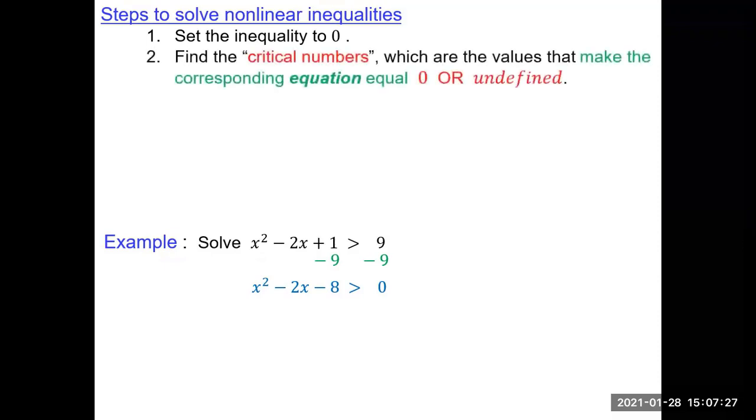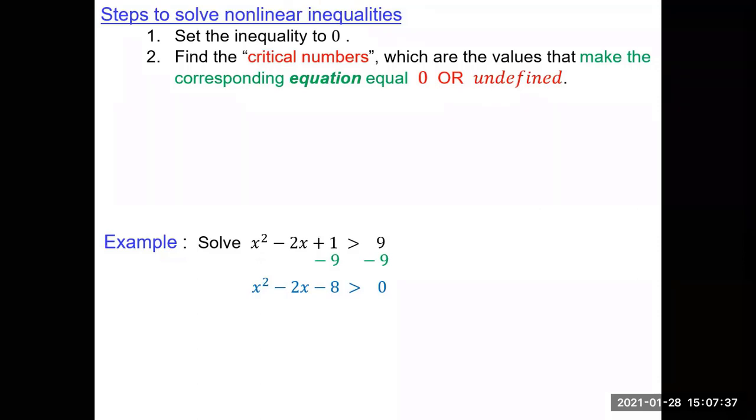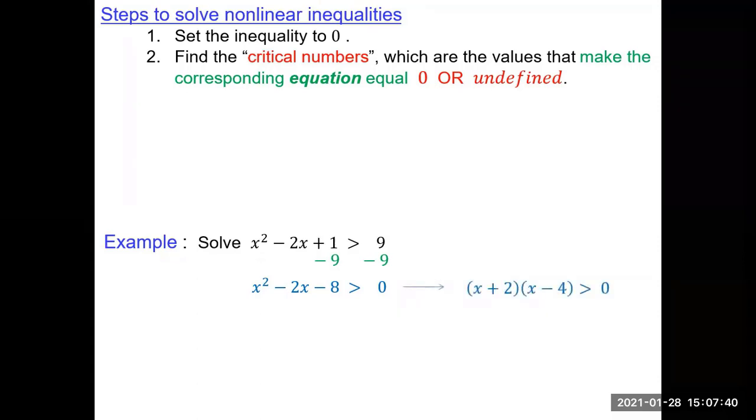So in fact, that's exactly what we're going to do. We're going to find the critical numbers of this inequality, which are actually just the values that make that corresponding equation equal to 0. So the first step is to factor the polynomial. And now, instead of thinking of it as an inequality, why don't we think about it as an equation? When is x plus 2 times x minus 4 equal to 0? So by the zero product property, we just set each factor separately equal to 0. And therefore, our values for our critical numbers are x equals negative 2 or x equals 4.